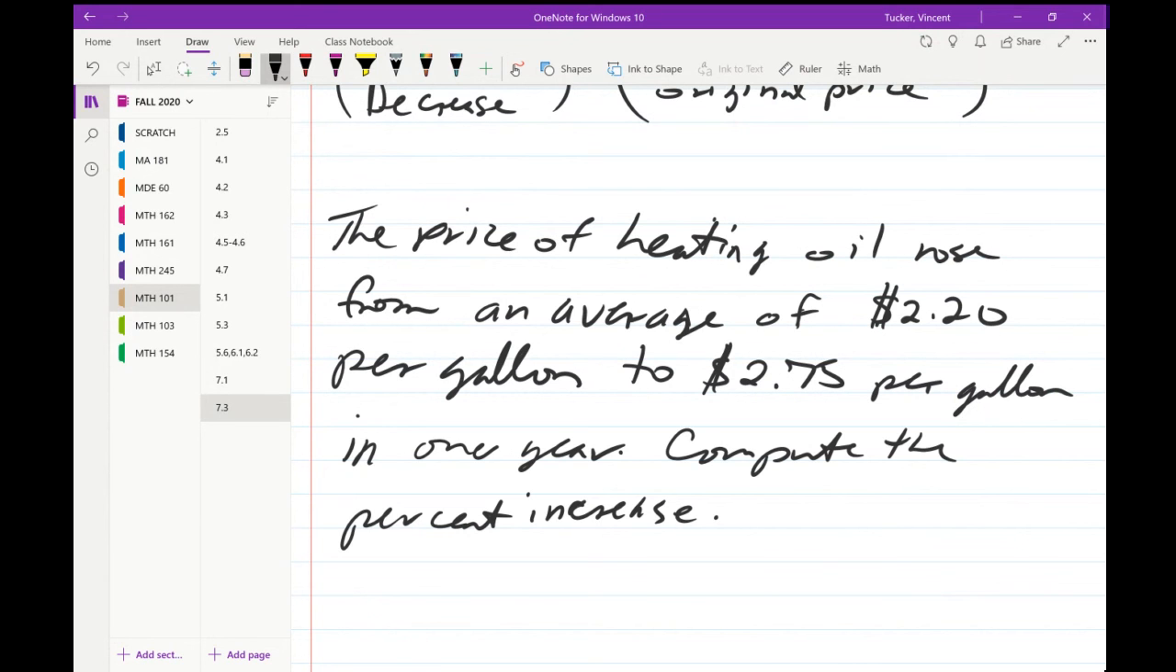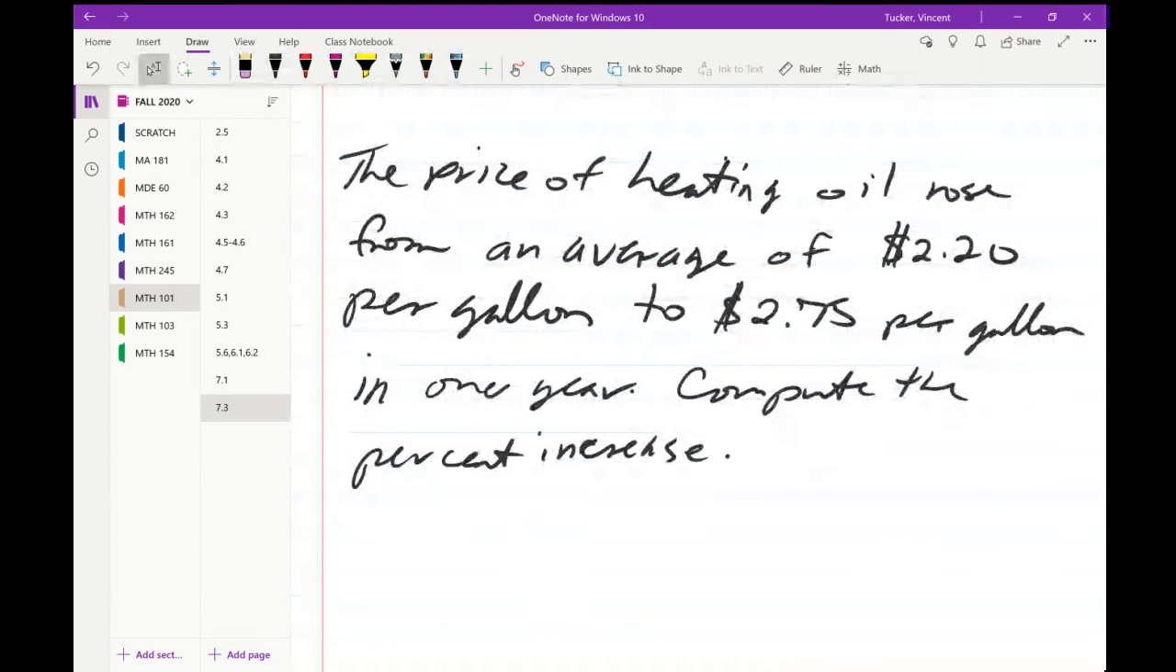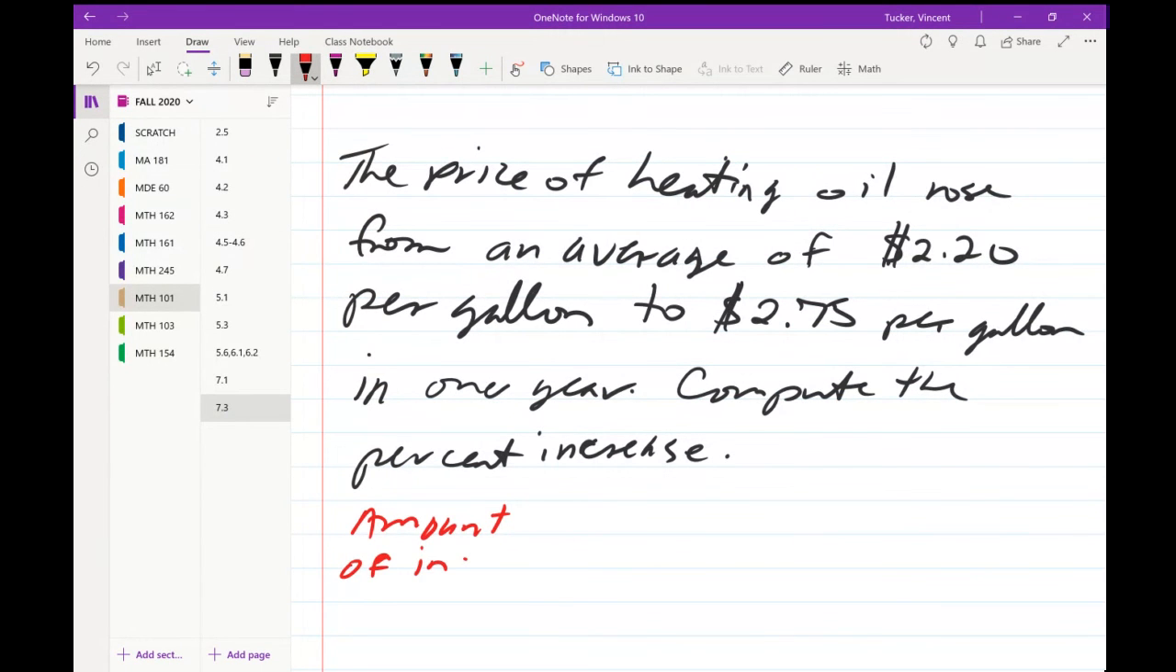All right, so the price of heating oil rose from an average of $2.20 per gallon to $2.75 per gallon in 1 year. Compute the percent increase. Well, compute the percent increase. All right, so the way you find the amount of increase, I'm going to do 2.75 minus 2.20, which will be 0.55.